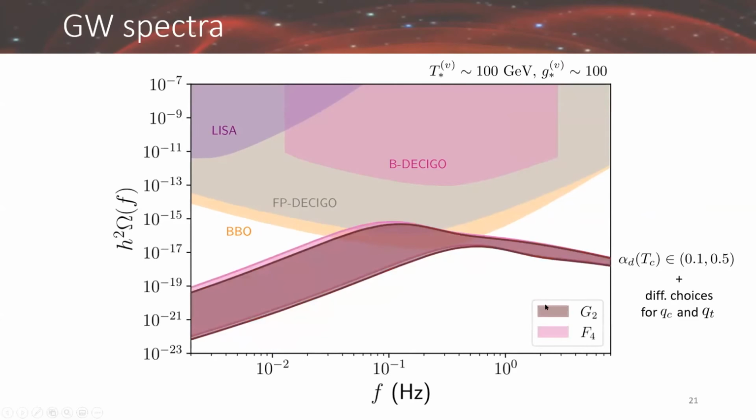All right, so for G2 and F4, you get a very similar signal. But these bands are a bit larger because other than varying the confinement and the coupling, you get different choices for the confinement point, the confinement phase, and the phase after the transition. So there's more theoretical uncertainty here, but the order of magnitude is similar.